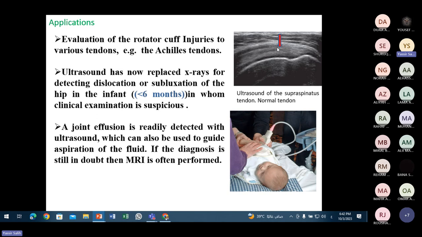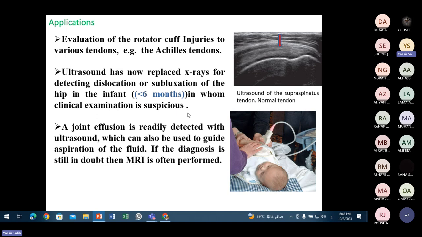If it is abnormal, it may show increased thickness or abnormal echoes, and ultrasound can also be used for many other tendons, Achilles tendons and others. Of course, one of the most important applications or indications of ultrasound is assessment of congenital hip dislocation or subluxation of the hip in infants, especially less than 6 months. For infants less than 6 months, ultrasound is the imaging modality of choice.